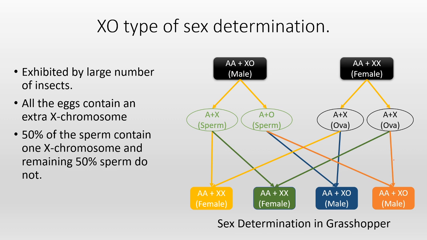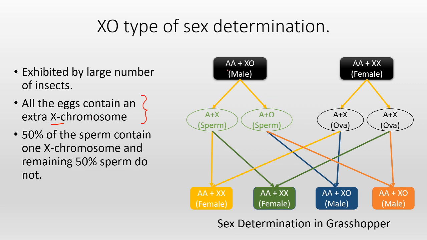So the first one, let us talk about insects only. For example, in case of grasshopper, we have the XO type of sex determination. Right, O is nothing, it's not a chromosome, but it simply refers to the absence of a chromosome in that pair of chromosomes. It is exhibited by a large number of insects. So here, all of the eggs contain an extra chromosome called the X chromosome. But when you talk about the sperm, 50% have it, 50% do not have it.